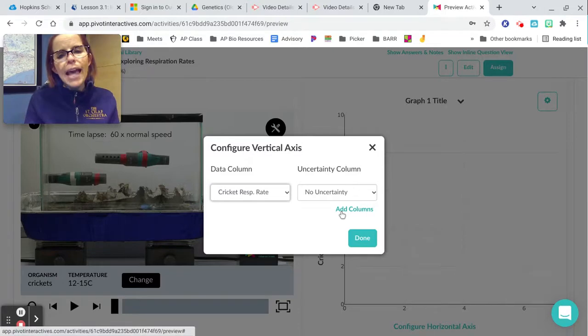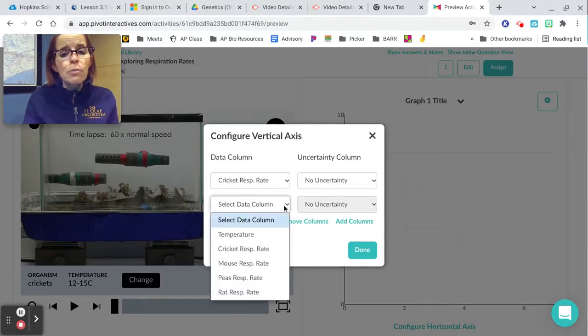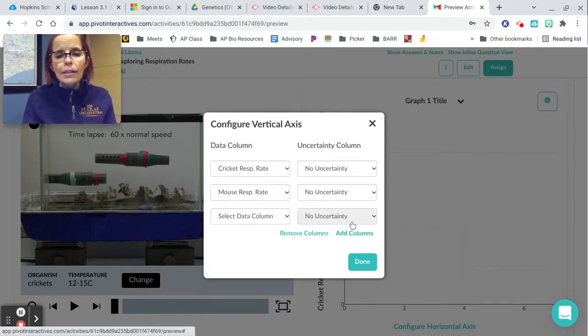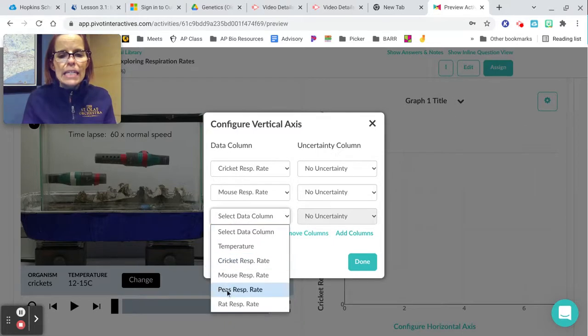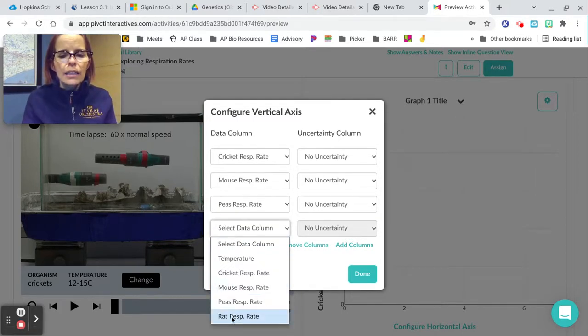And then do you see where it says add columns? Click on add columns and then do every one of the different organisms that we picked. So mouse, add column, peas, add column, and finally rat.